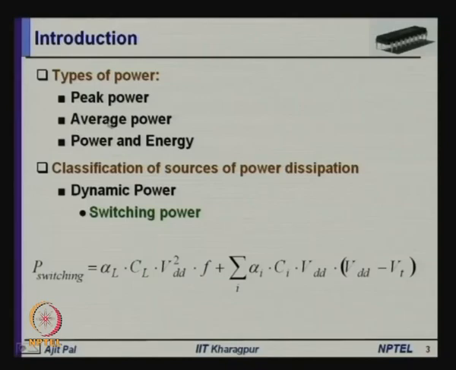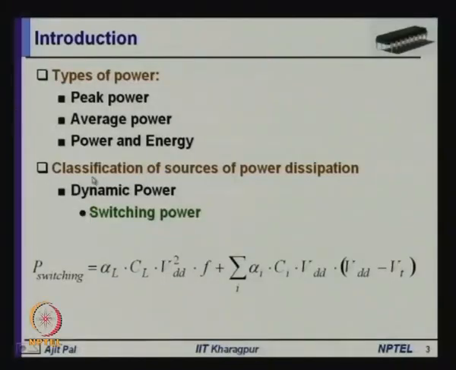Similarly, the average power is important, particularly for battery operated embedded systems and portable systems, where the life of the system depends on how long the battery can sustain the power, and on the average how much power dissipation is taking place. That is very important. That is why most of our discussion will be based on this average power dissipation.